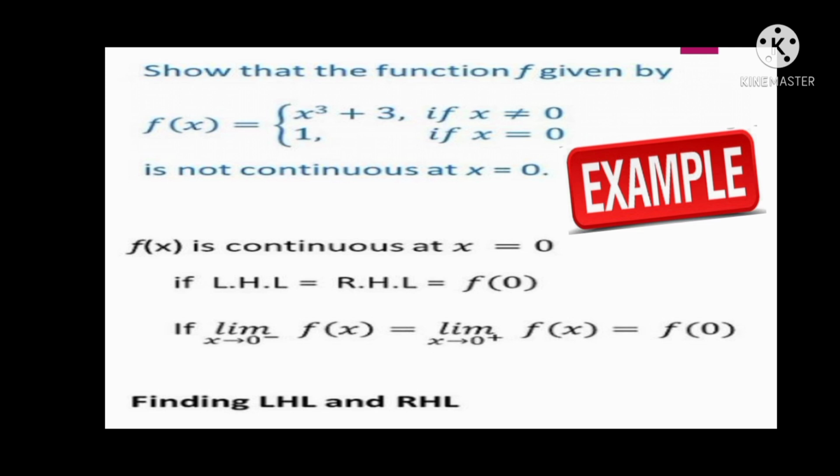Show that the function f given by f of x is equal to x cube plus 3 if x is not equal to 0, and 1 if x is equal to 0, is not continuous at x is equal to 0.